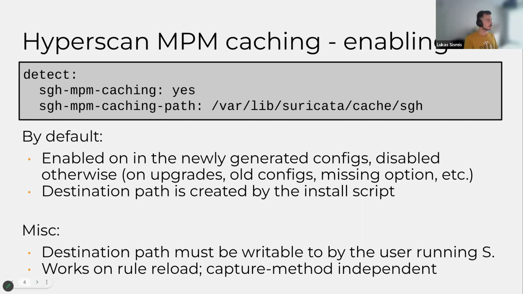One thing to consider is that the destination path must be writable by the user running Suricata. This especially applies when you are dropping privileges when running Suricata, or if you are running Suricata as a regular user when you are just reading PCAPs. And this also applies on rule reloads.